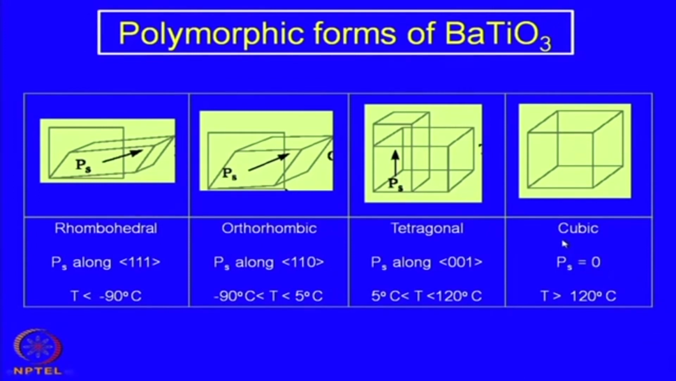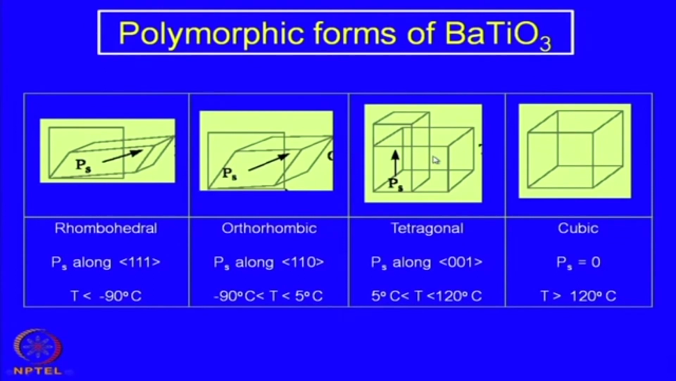Here is cubic. In fact, cubic is the highest temperature polymorph, and it is stable above 120 degrees centigrade. Okay. Above 120 degrees centigrade, the cubic perovskite is the stable polymorph, and because of its absolutely symmetric structure, the spontaneous polarization is 0. Okay. So, there is no spontaneous polarization, or the dipole moment is 0, because it does not have a dipole, because of the symmetry.